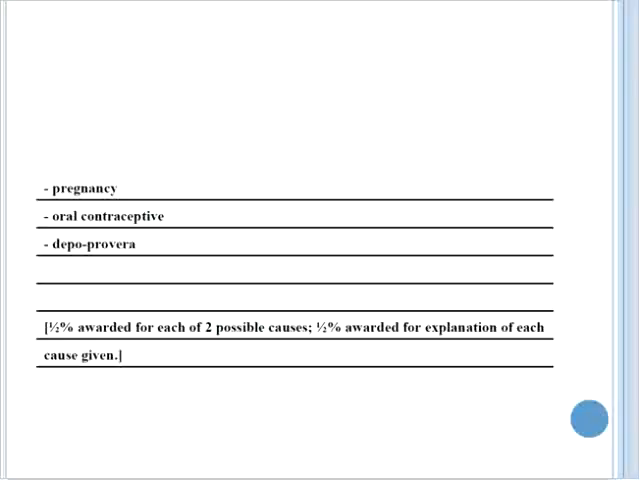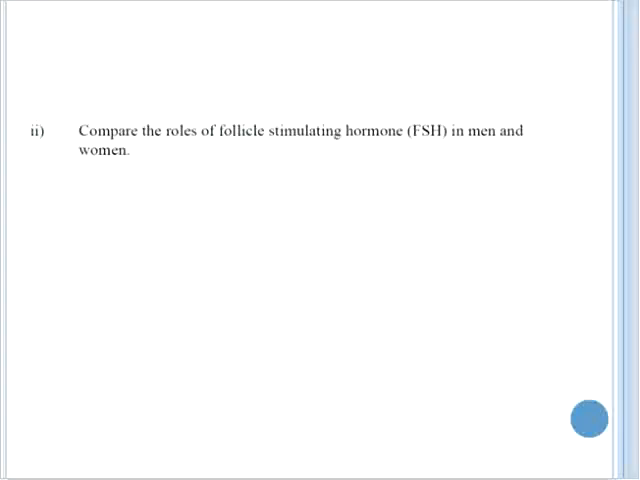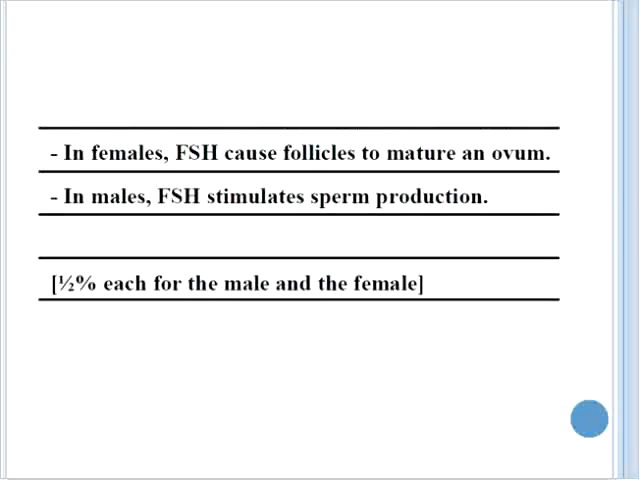0.5% was awarded for each of the two possible causes, and another 0.5% was awarded for explaining each cause given. Pregnancy would cause their levels to remain high. Oral contraceptives consist of estrogen and progesterone, as do Depo-Provera. The second half of that same question asked to compare the roles of FSH in both men and women. The accepted answer for this is that in females, follicle-stimulating hormone causes follicles to mature an ovum, whereas in males, FSH stimulates sperm production. 0.5% was given for each for male and female.